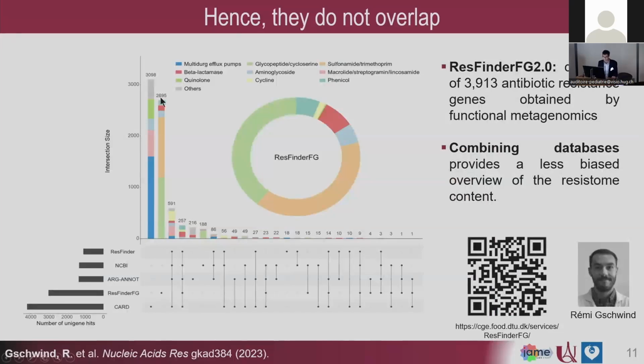For our new database, we also had lots of genes that were only detected by our database, which was expected because they were exotic resistance genes from different environments. But my point here is that all these databases do not overlap. So maybe a good idea would be to combine databases to improve the sensitivity of detection.